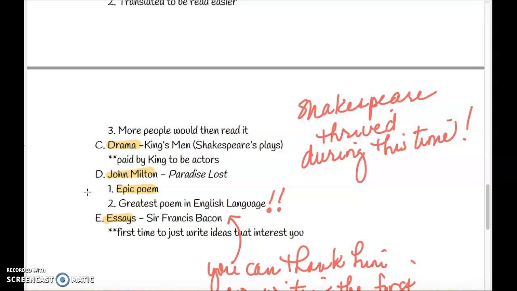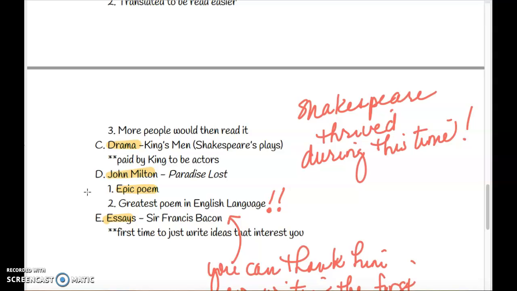Some of the topics that he considered writing about were Samson and Delilah. He actually thought about writing about Macbeth, which we're going to read, but he settled on Paradise Lost, which is about Adam and Eve in the Garden of Eden, and how they get kicked out and they lose God's faith. And then lastly, essays were invented at the end of the Renaissance by Sir Francis Bacon.